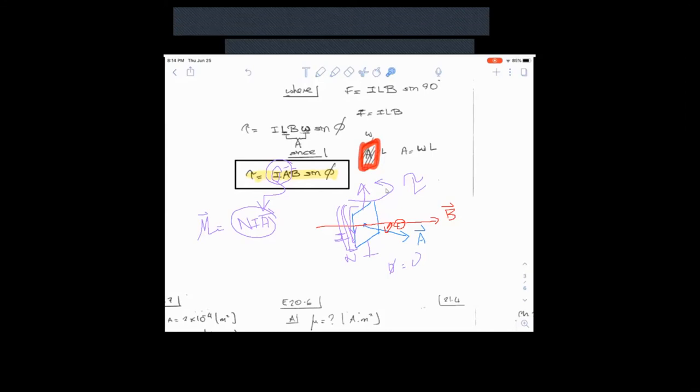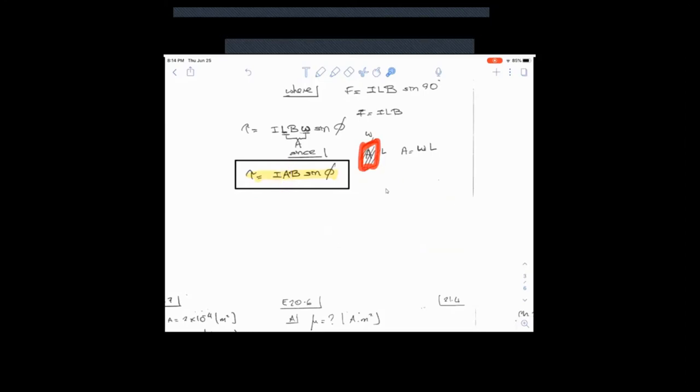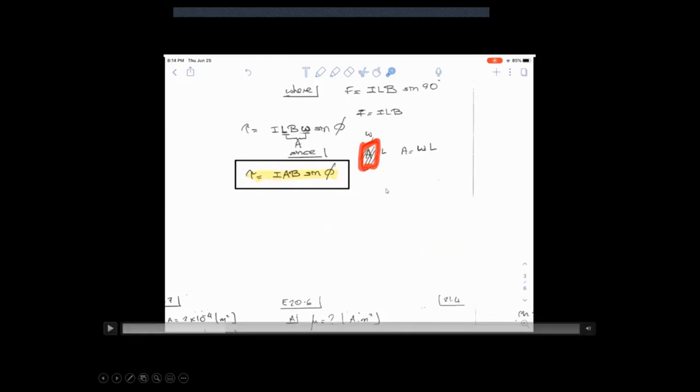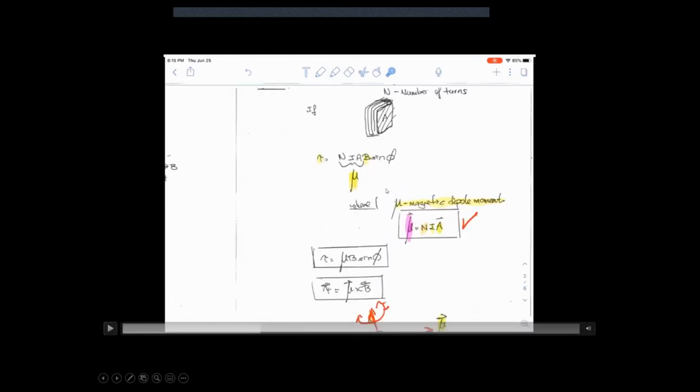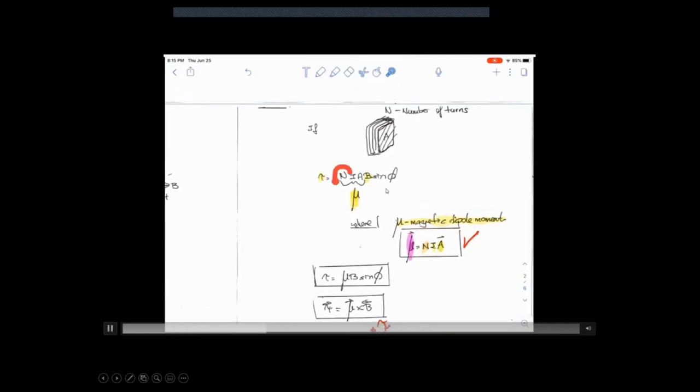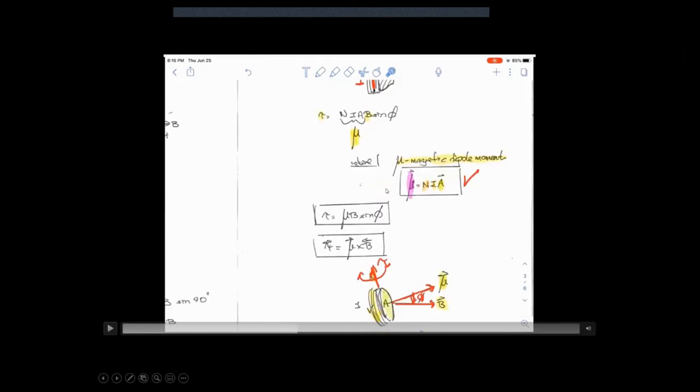All right, so let me clean this up before we move forward. Okay, so instead of using the area vector, now we end up using mu. This is known as the magnetic dipole moment. The nice thing about the magnetic dipole moment is it tells you how much the loop is going to become magnetized, how much it's going to act like a magnet. And this magnetic dipole moment is going to have a direction. So it's going to be related to the amount of current that you have, the number of turns that you have, and the size of the area. Obviously, the direction is going to matter because the magnetic dipole moment is going to be in the same direction that you're looking at.